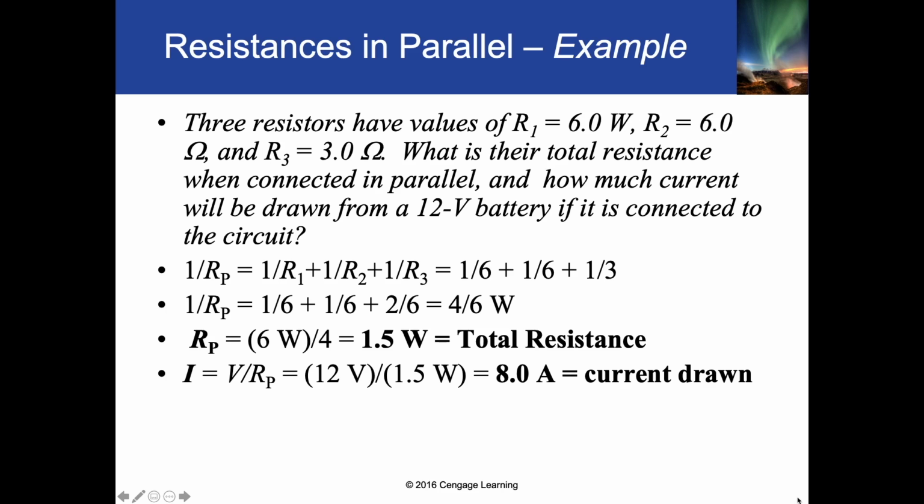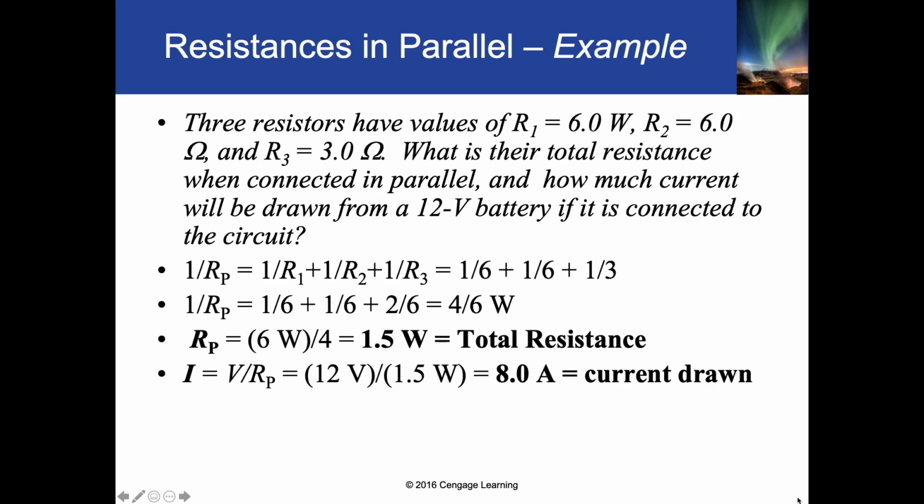So again, all you do is, the total resistance here, 1 over RP, for parallel is equal to the 1 over the resistances of all these added together, right? So 1/6 plus 1/6 plus 1/6, right? What does that equal? That equals 4 sixes, which all you have to do is find the common denominator there, which is 6, and you make that 2 there, so it's 2/6, and that's why it's 4/6, right?